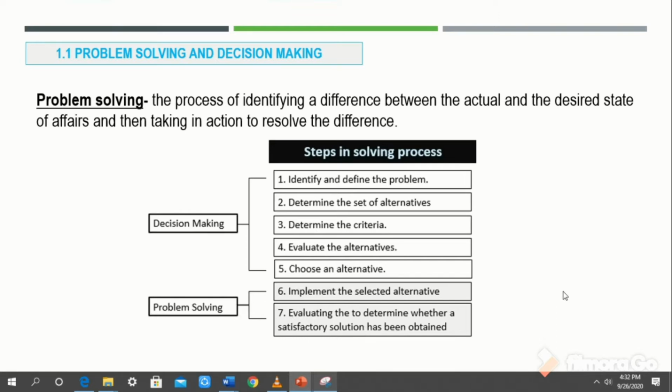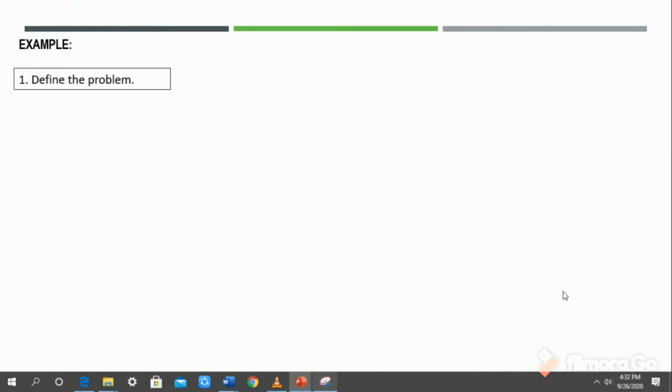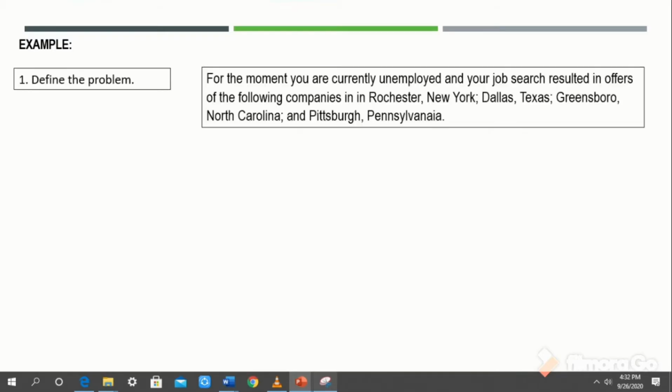Okay, so may example dinhi. Number 1, define the problem. So, imong problem, for the moment, you are currently unemployed and your job search resulted in offers from companies in Rochester, New York; Dallas, Texas; Greensboro, North Carolina; and Pittsburgh, Pennsylvania. So, upat kabuok siya.